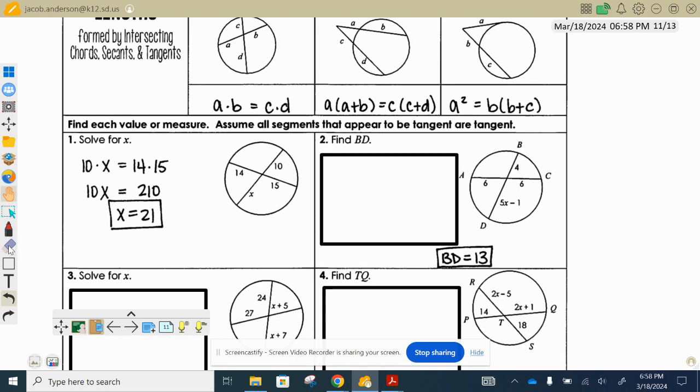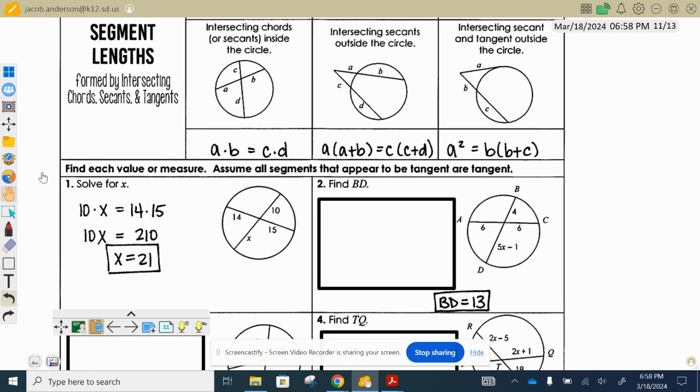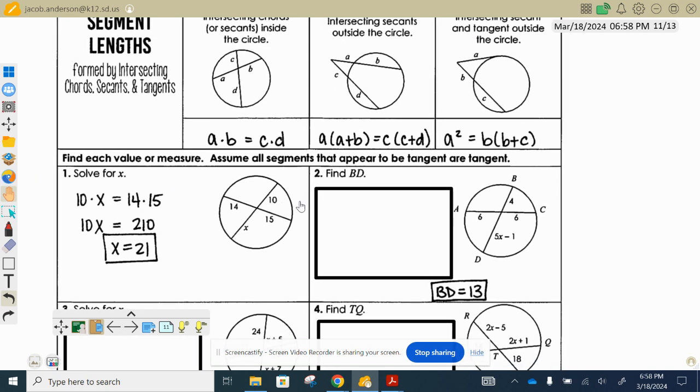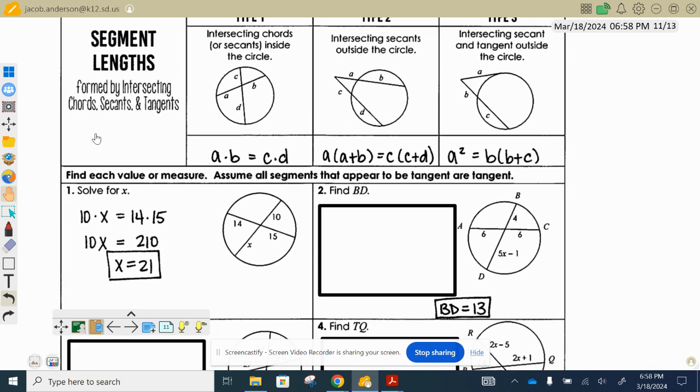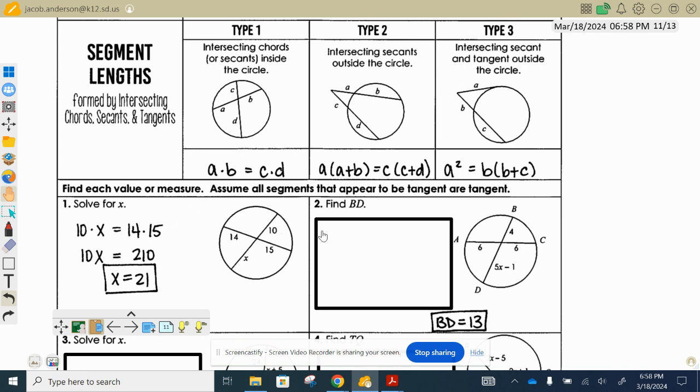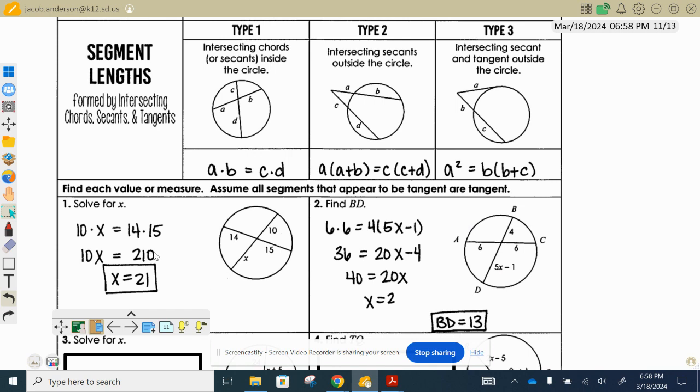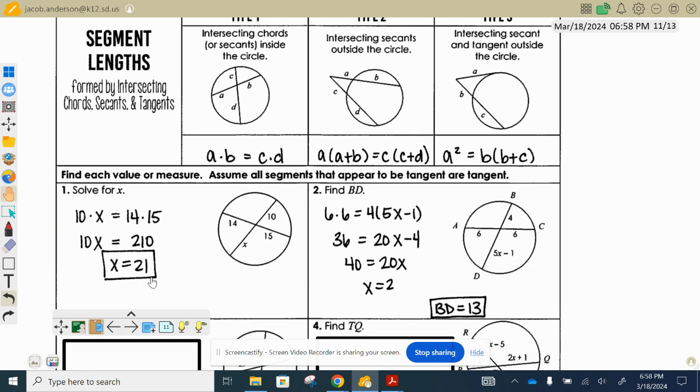Okay, starting with number 2. I'm going to pause again. You can figure out which type you're using and you can try to set it up. Okay, so now that you've figured out you should be using type 1 again, so that A times B equals C times D, I will erase this. And that's your setup. So it again would be 4 times 5x minus 1 and then 6 times 6. And you should get x equals 2, or BD, in this case, is what it was looking for. Hopefully you found that. BD equals 13.